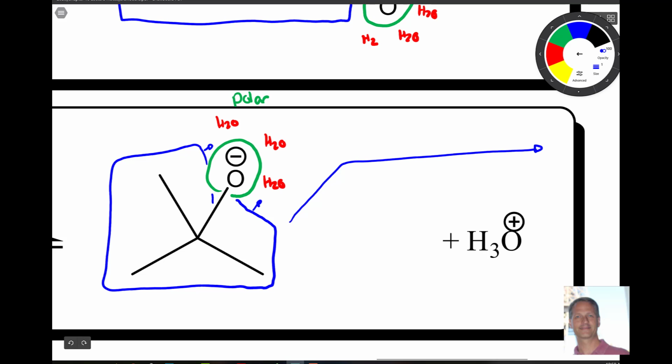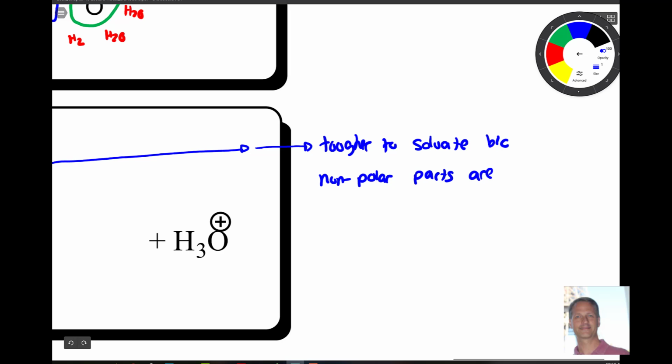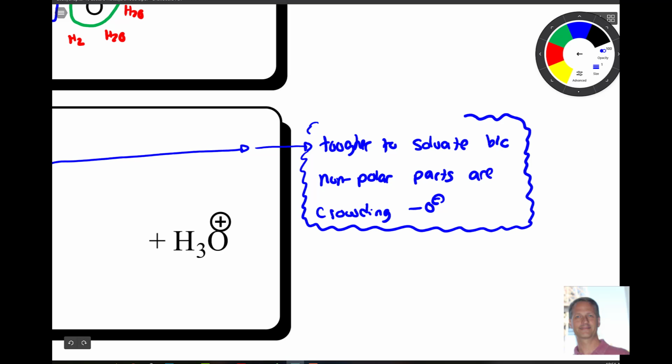So what we can say over on the side regarding this, and let's just continue and do that, and we'll just put these two summaries right next to each other, is that this is simply tougher to solvate, again, because now those non-polar parts are crowding the O- group. Okay, so that's the main idea.